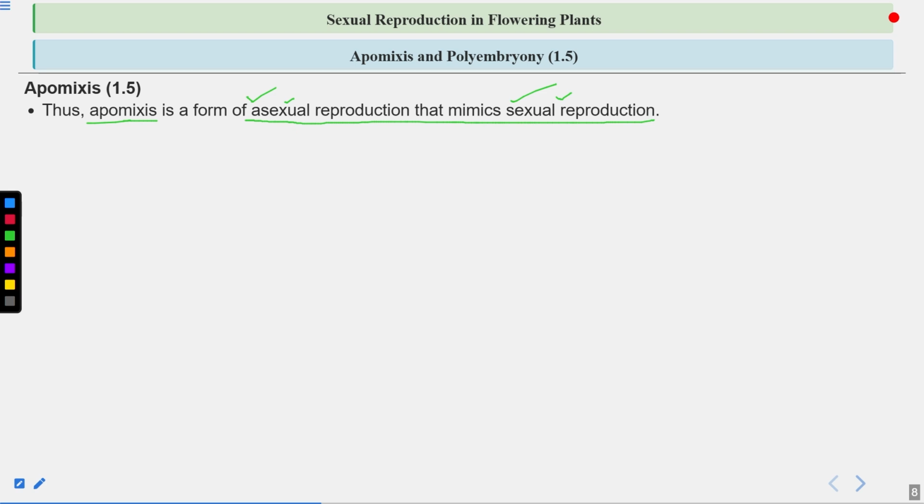In the first case, in asexual reproduction, the genetic material in that seed comes from only one of the parents. Only one parent. Okay, so there will be no genetic variation. It will be a clone of the female plant. That seed will be totally a clone of that female plant, right?